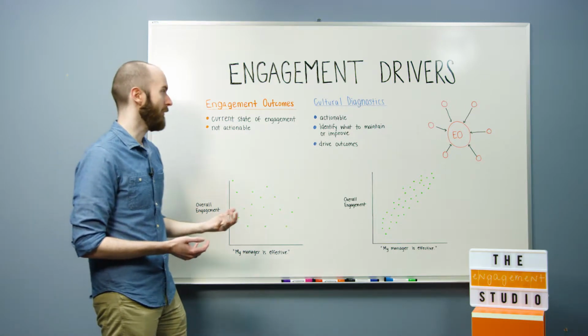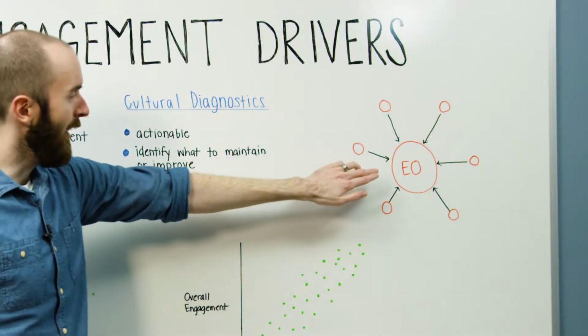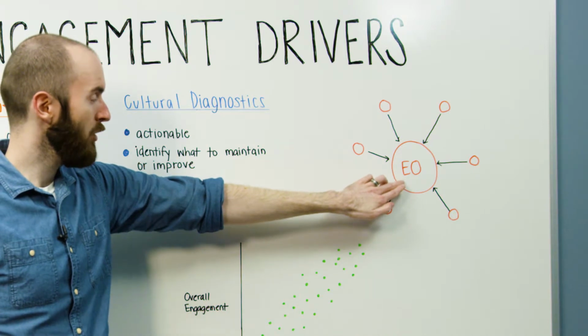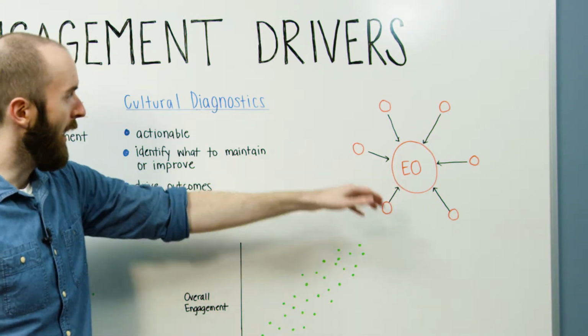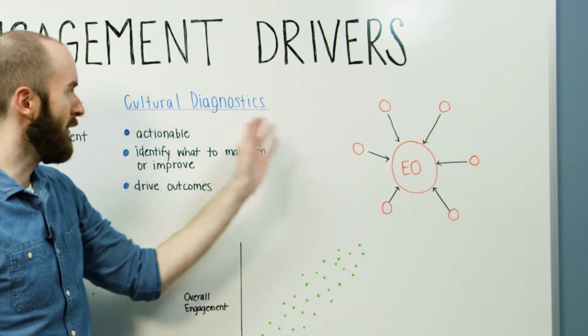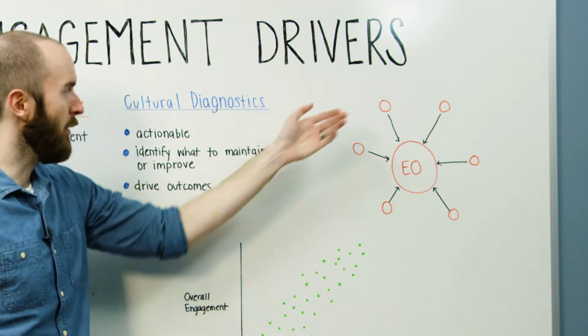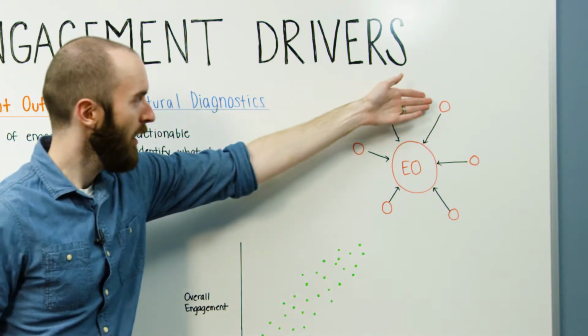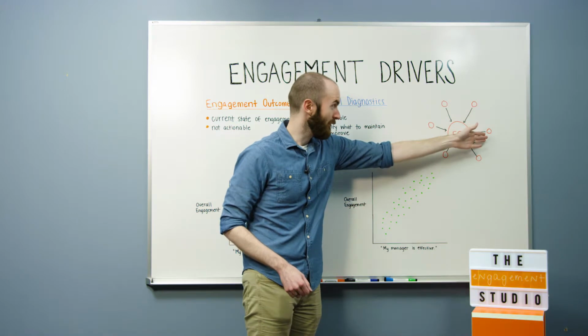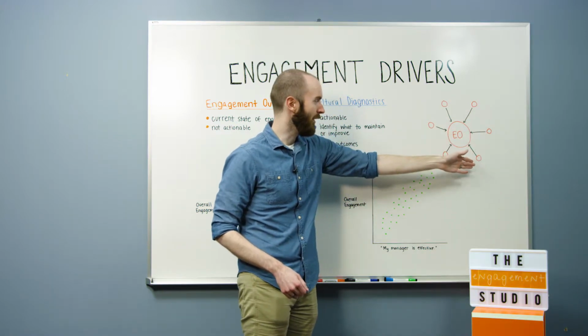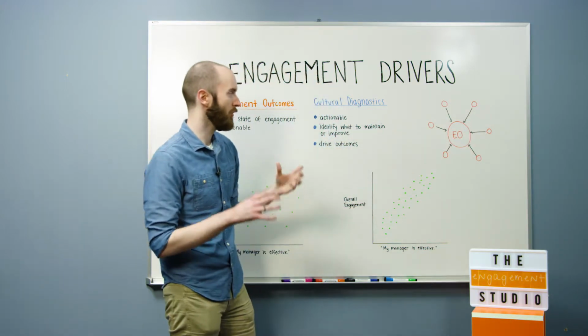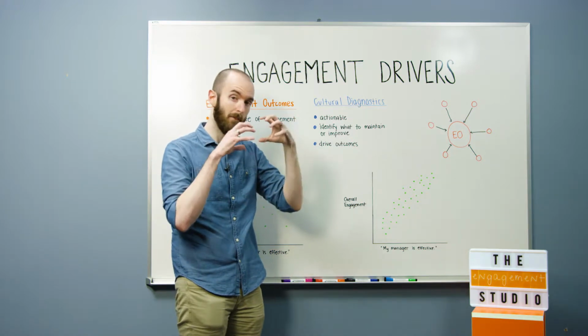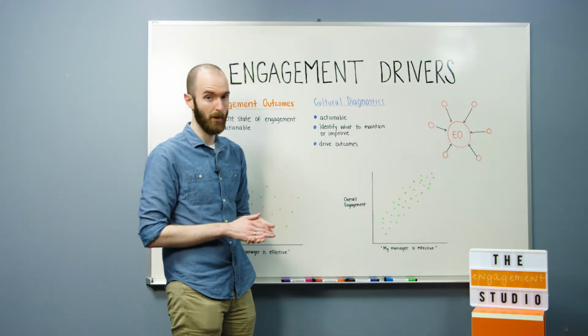So one way to think about that is here we have kind of a core of engagement outcomes in the center, and around here we have all different kinds of cultural diagnostics. So we have manager effectiveness, leadership, perceptions of growth and development, individual needs, and so forth. So essentially all of those can potentially influence or otherwise drive engagement outcomes.